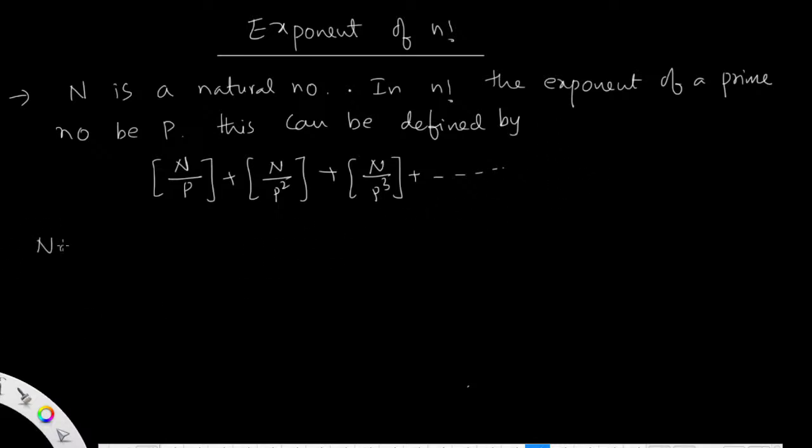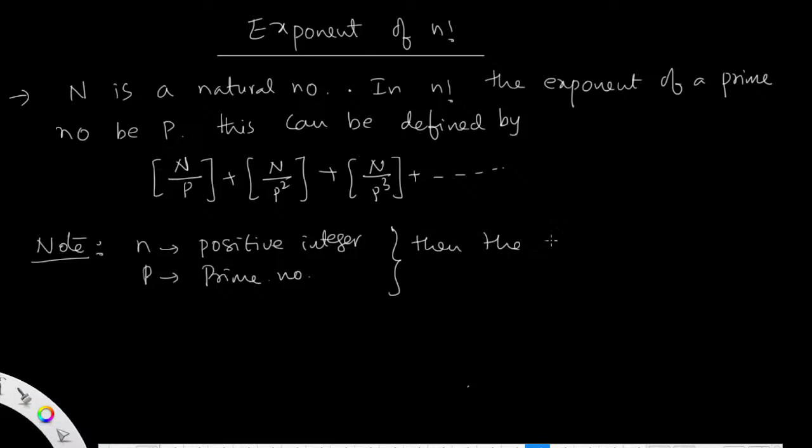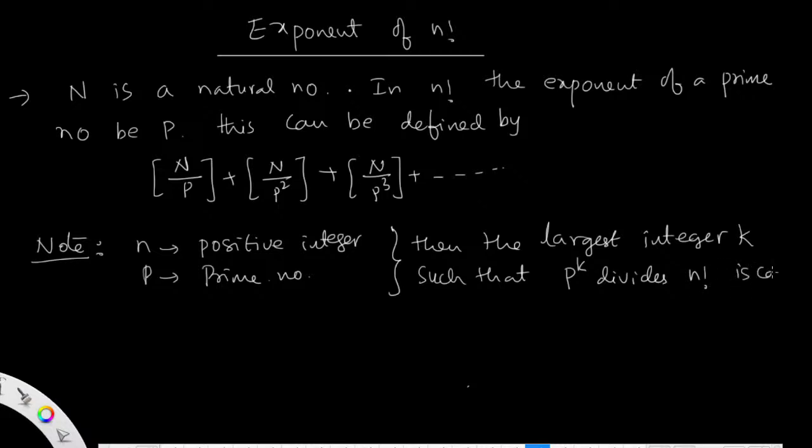And the next note you can write here: n is a positive integer and p also a prime number, then the largest integer k, let it be k, such that p power k divides n factorial is called the exponent of the prime p in n factorial.